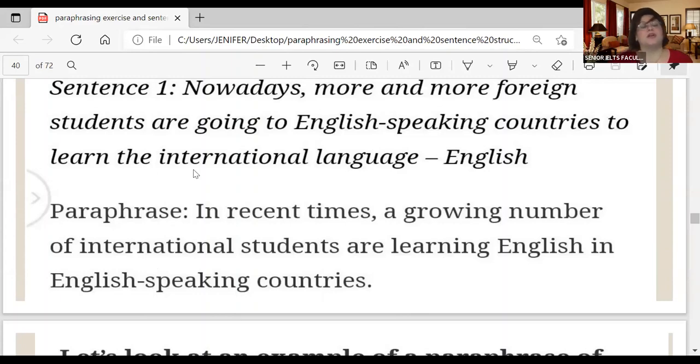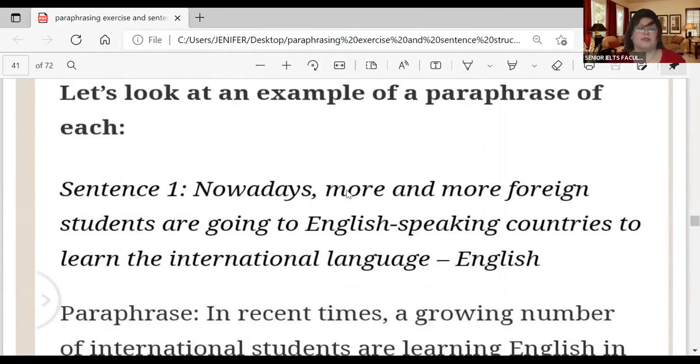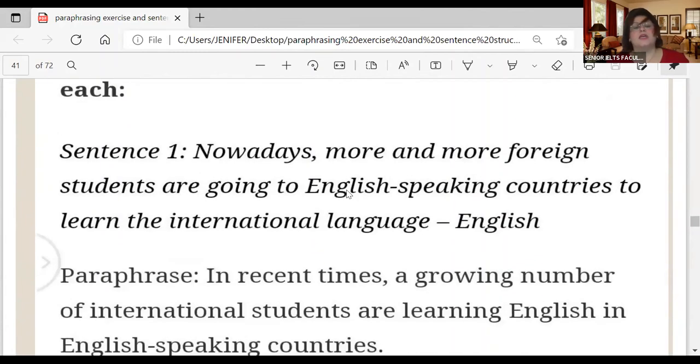Yahan pe to learn the international language English ko humne dekho kahan pe dala hai, a growing number ke baad of international students are learning English in English speaking countries. This is what we have paraphrased. Theek hai, jaise hum active to passive mein karte hai. Now let's look at an example of a paraphrase.